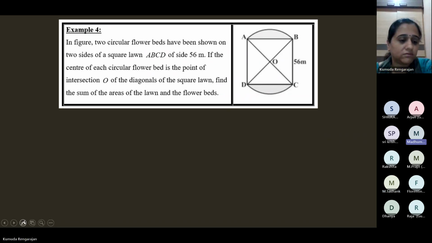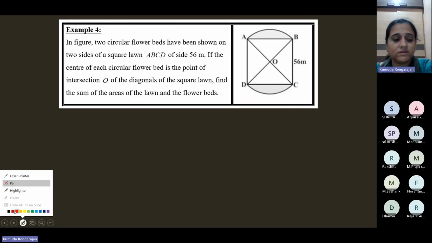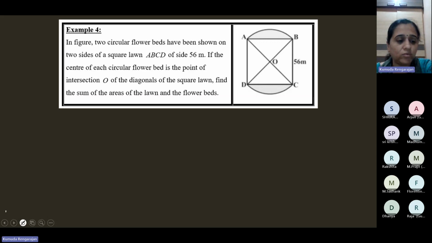Ma'am, it was not taught for us, ma'am. Yeah, but anyways, we have to go beyond the syllabus, meaning beyond NCERT, to prepare for the exam. So we need to have all this. We need to learn how to work such situations also.